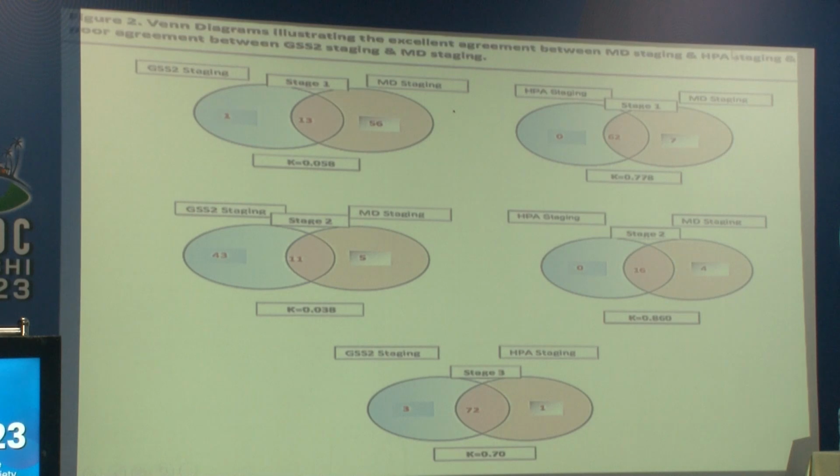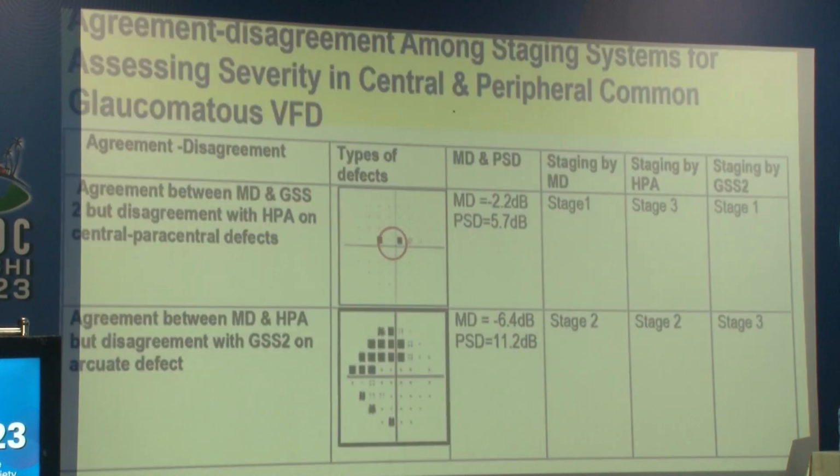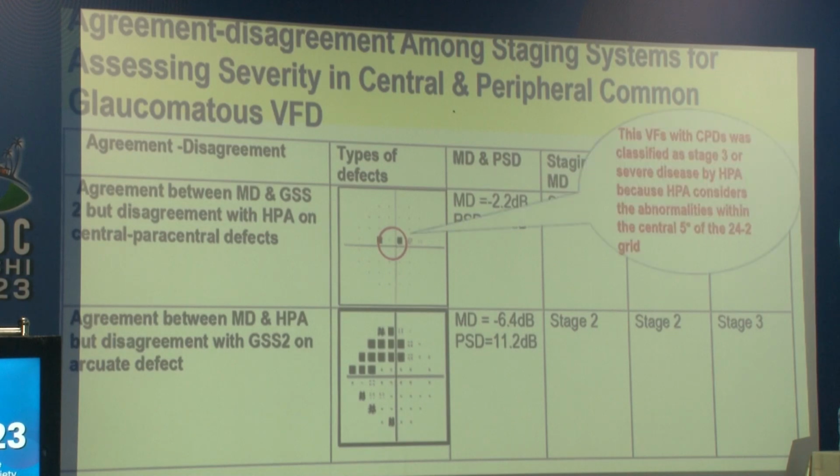Now, the Venn diagram illustrates the excellent agreement between mean deviation staging and HPA staging and poor agreement between GSS2 staging and mean deviation staging. Here is a chart that shows the agreement and disagreement among staging systems for assessing severity in central and peripheral common glaucomatous visual field defects. In the first row, we find a central paracentral defect. Here we find agreement between mean deviation staging and GSS2 staging, but disagreement with HPA. Please note that this visual field defect was classified as stage 3 or severe disease by HPA. Why? Because HPA considers the abnormalities within the central 5 degrees of the 24-2 visual field grid.